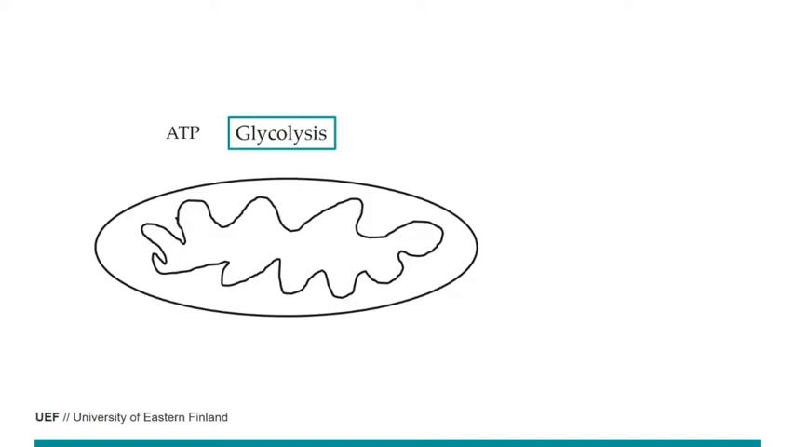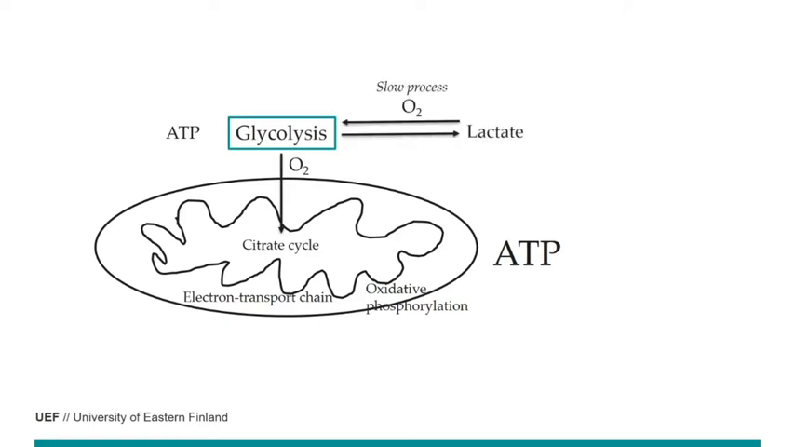So let's have an overview of what happens in the energy metabolism. We have glycolysis producing a little bit of ATP, and then we have mitochondria, and we can use the mitochondria if we have oxygen. And then we have these pathways in the mitochondria that we can use to produce a lot of ATP. But because it works only in the presence of oxygen, if we don't have enough oxygen for the muscle, then we can produce lactate from this glycolysis.